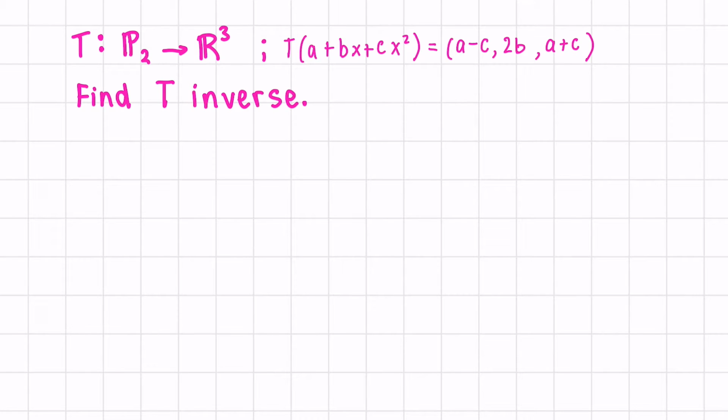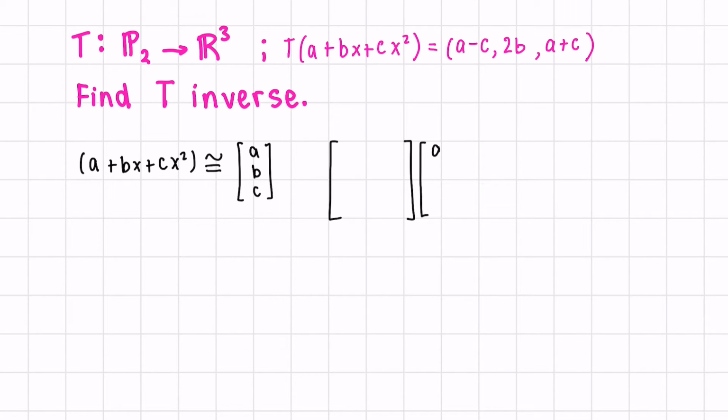This transformation goes from P2 to R3. Let's find the inverse. To begin, we could find the matrix of the transformation. This will be more obvious if we use isomorphisms in order to express a plus bx plus cx squared as a column vector. We can say it's isomorphic with R3, or we could write it as (a, b, c). So if we have a 3 by 3 matrix multiplied by this column vector, how could we generate a minus c, 2b, a plus c?